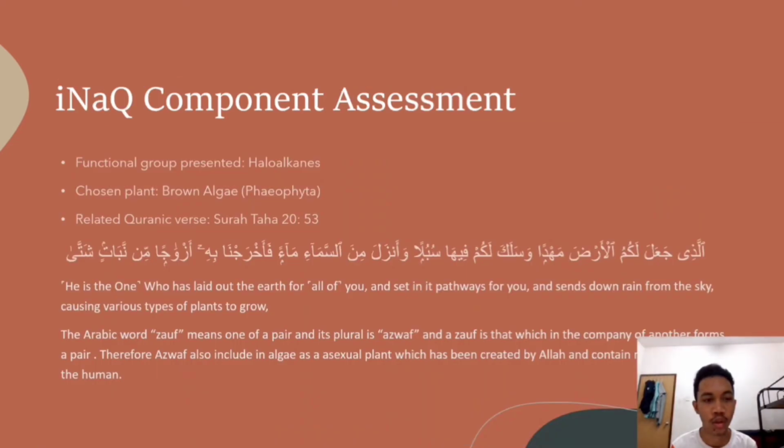So I would like to continue with the INAC component assessment. The functional group present is haloalkane. The chosen plant is brown algae, phaeophyta. The related Quran verse is Surah Taha 20:53.